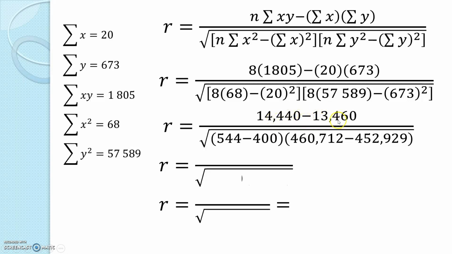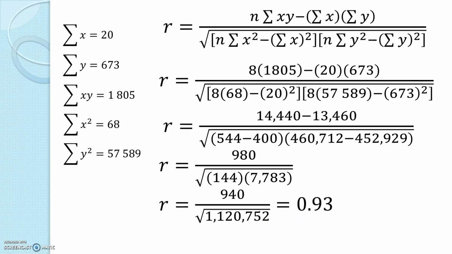If you subtract these two numbers, you will have 980. Also subtract the values here, 544 and 400, and you will have 144. And then the two values here, if they are subtracted, we will have 7,783. So now we multiply 144 and 7,783. But before that, we have to copy 980 in our numerator, and then multiply the values in the denominator. So we have 1,120,752.